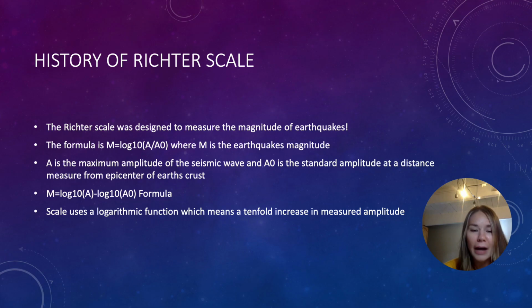So here, the formula for the Richter scale will be M equals log 10 of A divided by A0, where M is the earthquake's magnitude, A is the maximum amplitude of the seismic wave, and A0 is the standard amplitude at a distance measured from the epicenter of the Earth's crust. The scale uses logarithmic functions, which means a tenfold increase in measured amplitude.